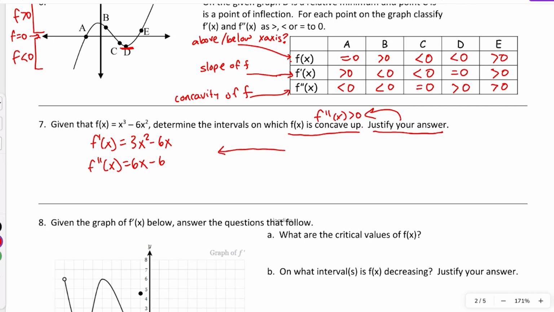To do that, we're going to create a number line chart and put the subcritical values on here. We haven't found those yet, but to find those, we set the second derivative equal to 0, and then solve this equation, and we get x equals 1.